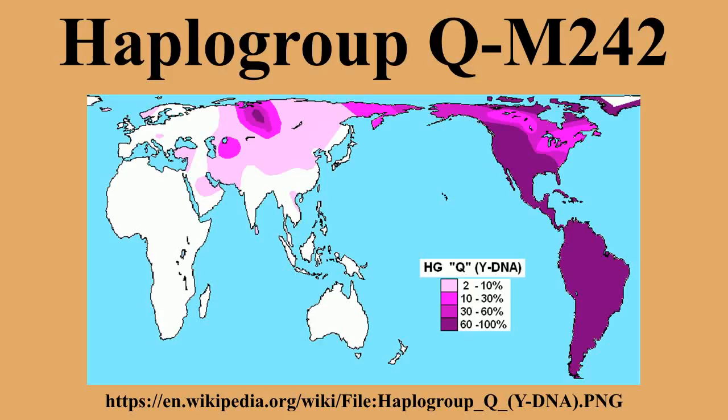Haplogroup Q-M242 is one of the most widely distributed Y-chromosome lineages in the modern world. It is found in the Americas, Asia, Europe, and North Africa. In the Americas, several branches of haplogroup Q-M242 have been predominant pre-Columbian male lineages in indigenous peoples of the Americas.